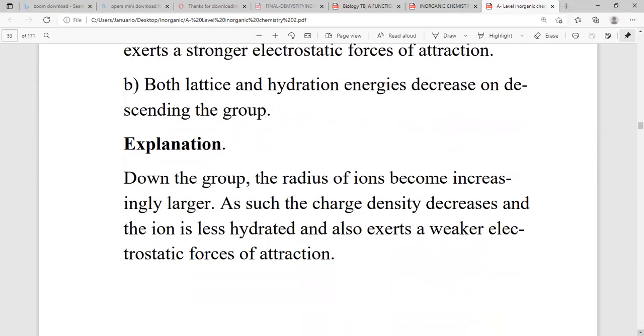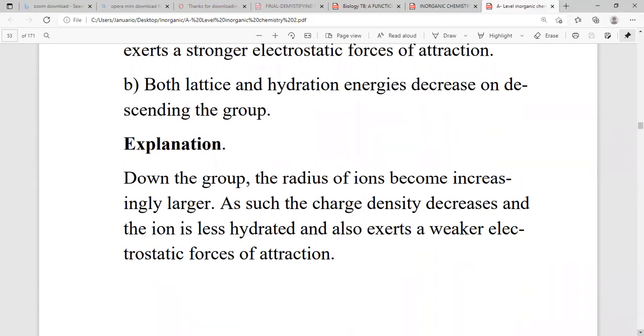In B, we are saying that both lattice energy and hydration energies decrease on descending the group. That is, as you are moving from one element to another element in the same group. For example, look at group 1. As you move from the first element, lithium, you go down to sodium, and from sodium, you get potassium. Down the group, you will have both of these decreasing.